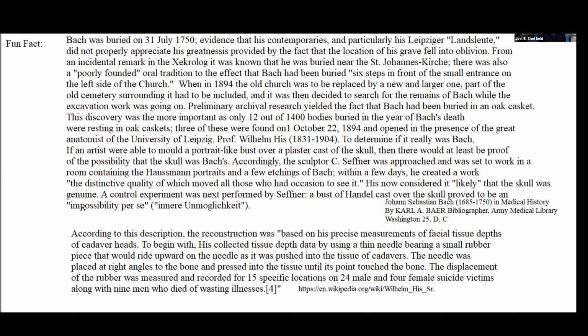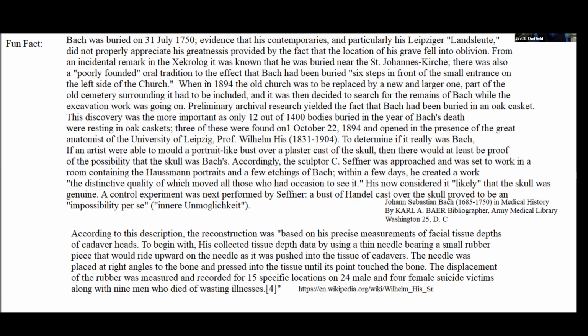Anyway, the idea is that, and it's not in this particular discussion, it appears that the sculptor was working not only with portraits, but with this data that His had accumulated for some time. So for whatever reason, it was likely to be the genuine article, that it really was Bach in this casket.